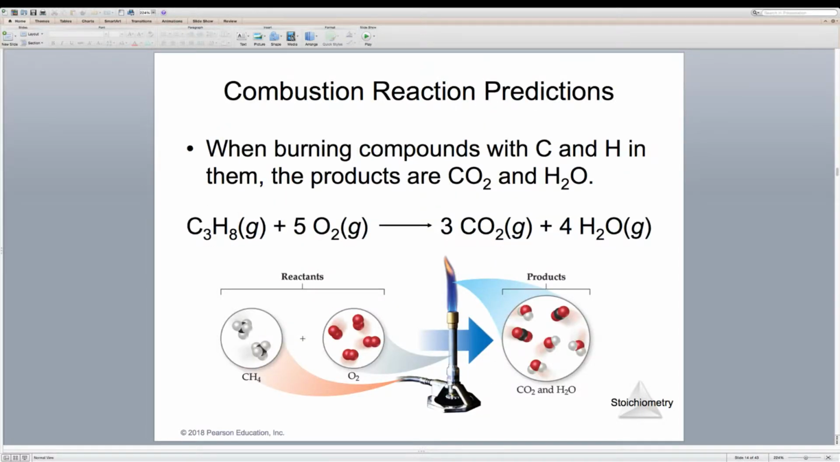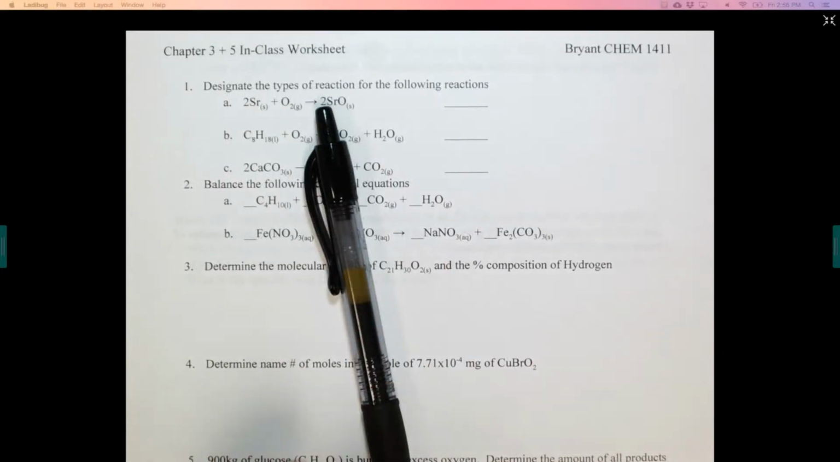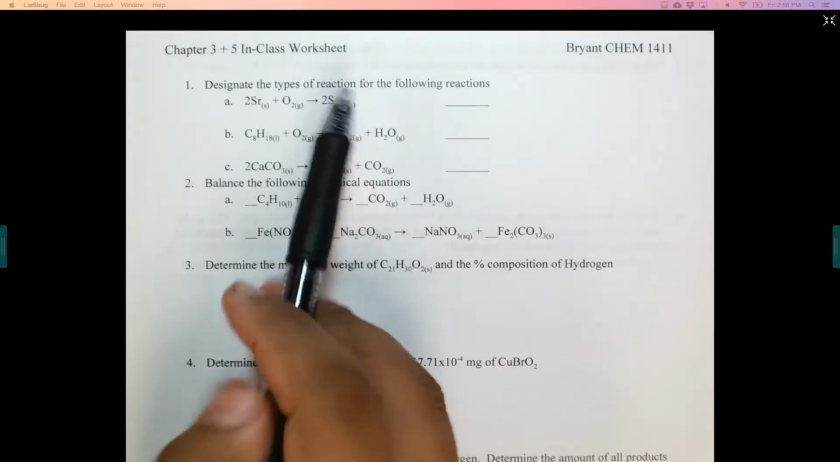So let's go to our in-class worksheet. If we look at the in-class worksheet here, we can zoom in and get a little closer.